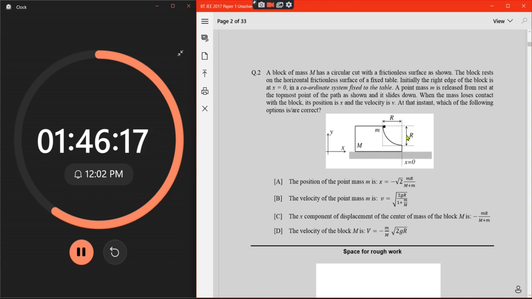This is kind of not going good. Okay, square root of 2gR upon, oh yeah, okay, B actually works out. Second concept, B is correct. And what else is there? The x component of the displacement of center of mass is negative mR upon, right?